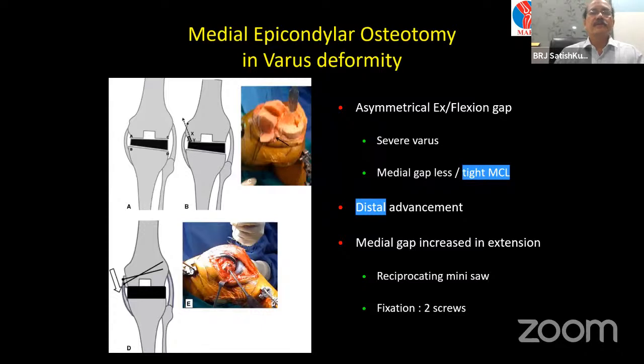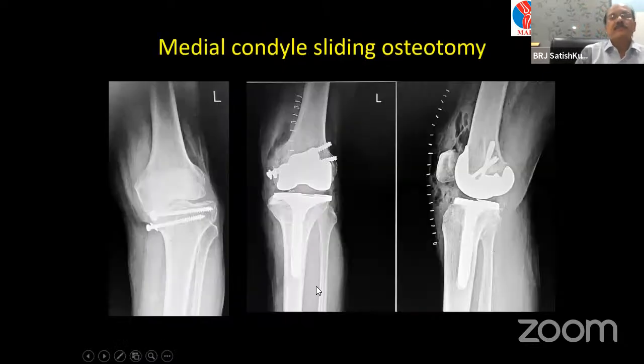So this is the medial epicondylar osteotomy in varus deformity. You can see here this space is not rectangular, it is trapezoidal. So you cut the epicondyle here, as you see in the arrow mark. You slide it distally and then fix with the screws. You achieve a rectangular gap. So this is distal advancement of the medial epicondylar osteotomy.